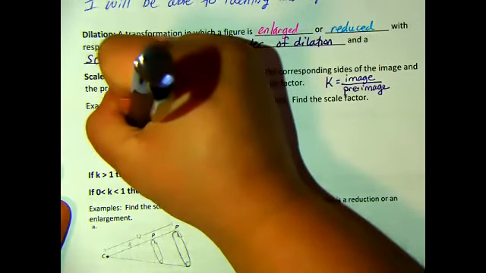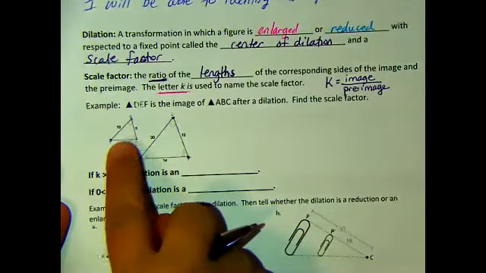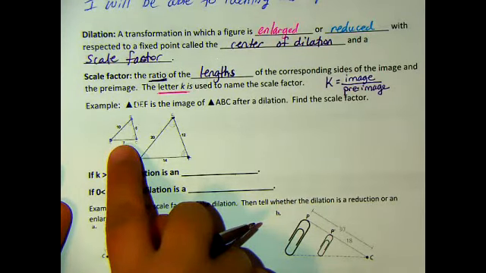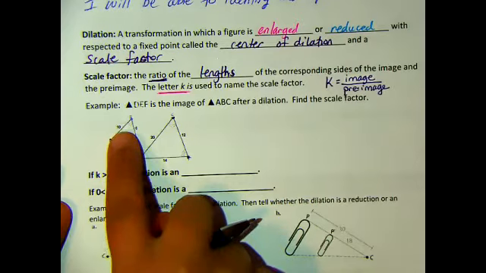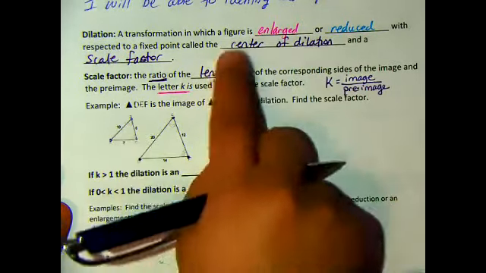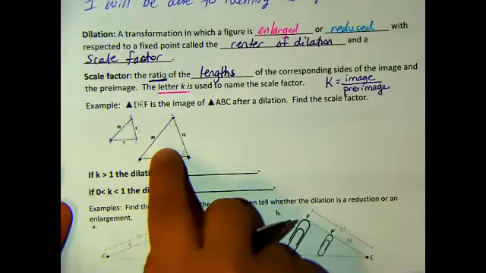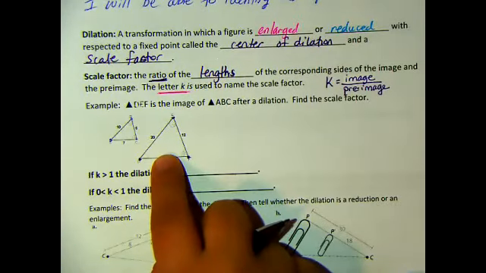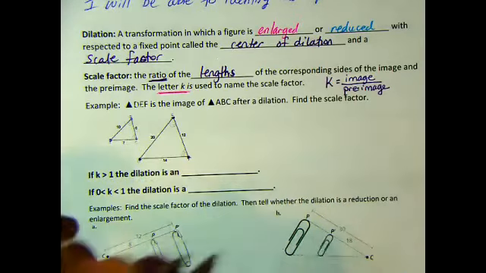So what does that mean? That means we started with triangle ABC and we dilated by enlarging to triangle DEF. The question at hand is, how much did we enlarge by?